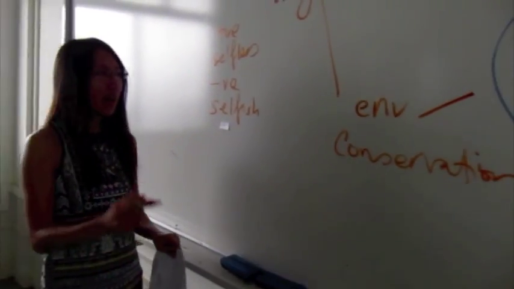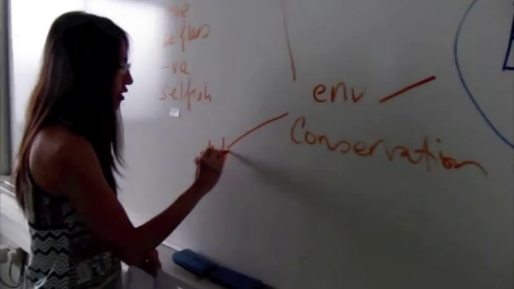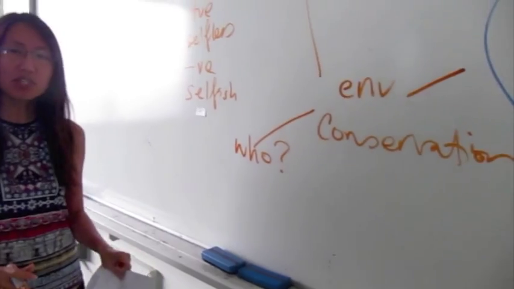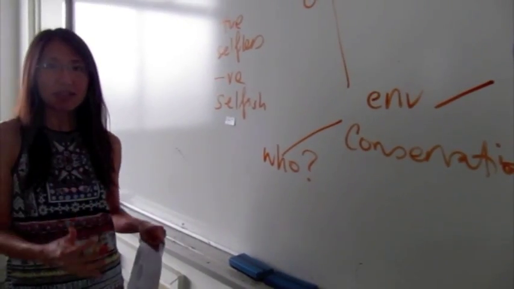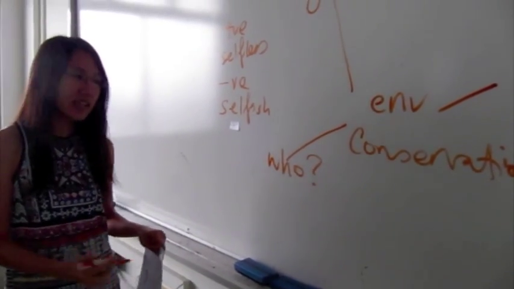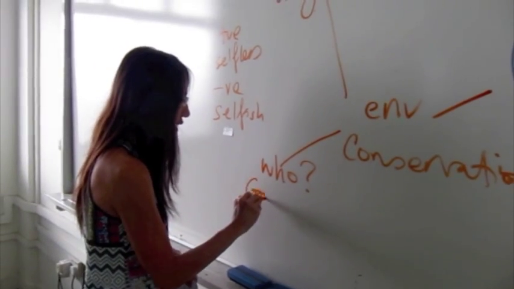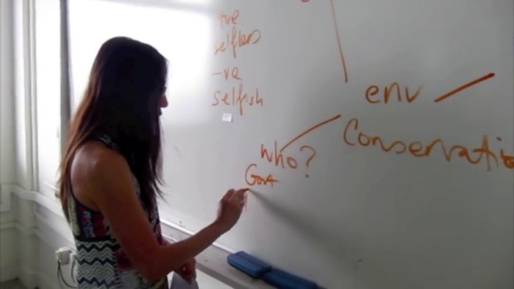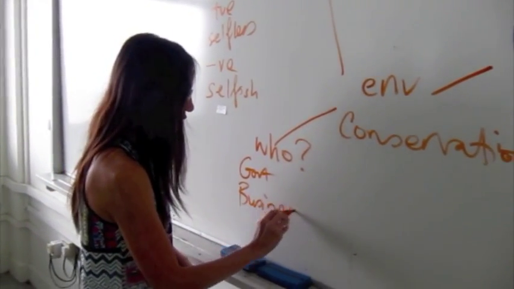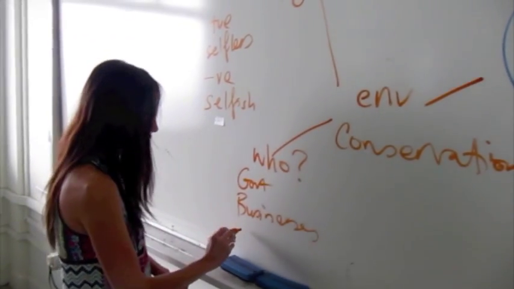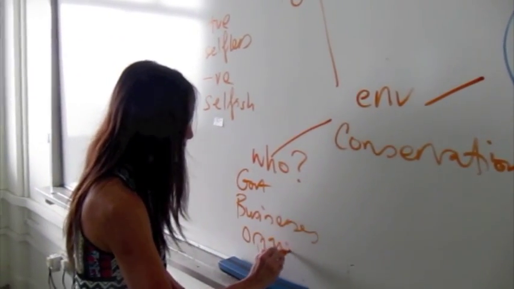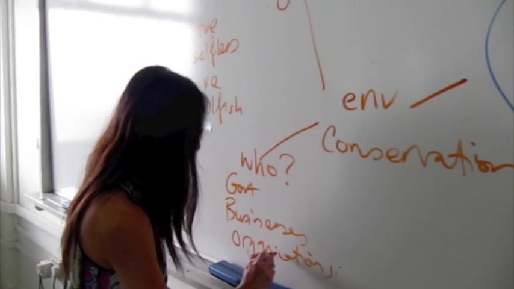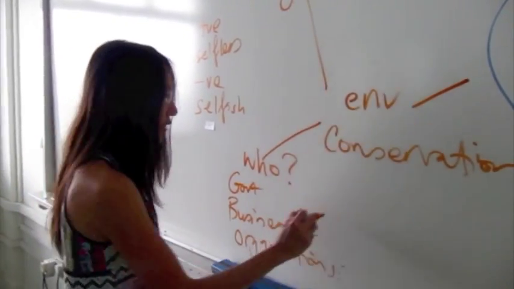Of course, then we'll ask, who can save the environment? Usually we'll talk about the different parties involved, the stakeholders in society. So it could possibly be like the government, it could be businesses, and of course not neglecting the organizations, some of which could be non-governmental, and of course we also have the people.